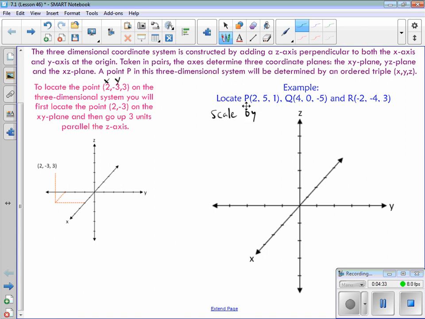Scale by 2's, we'll just say. So for the first one, we're doing 2, and that means I'm doing what? I'm coming out 2 towards me, so that would be like this here. And then I'm going to the right 5, and to the right 5 would be like that, right? So I'm going by 2's.